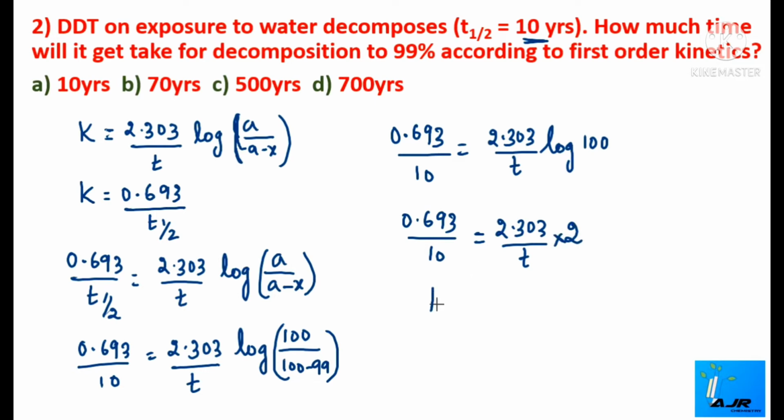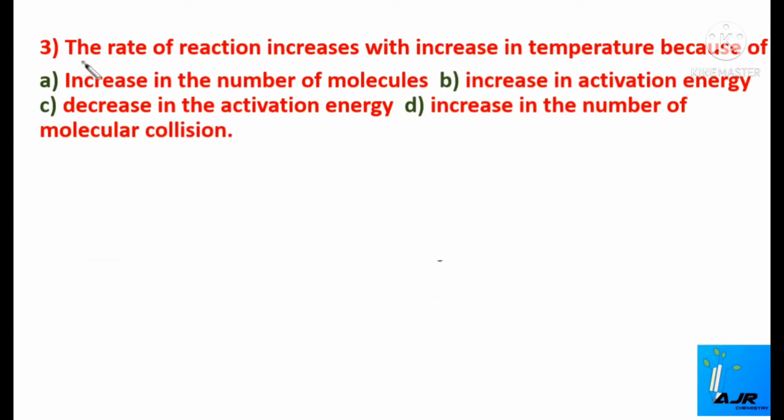So when you are simplifying everything, you'll finally be getting 66.46. So when you round it to a whole number, you'll get 70. So 70 years, okay. So this is the correct option. Understood, students? Right, the next question.